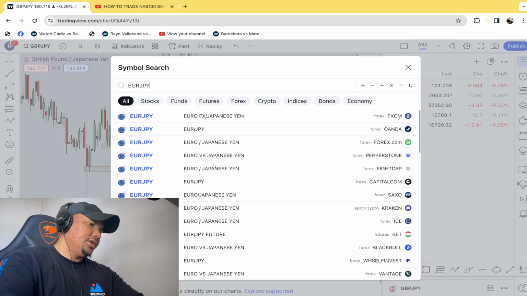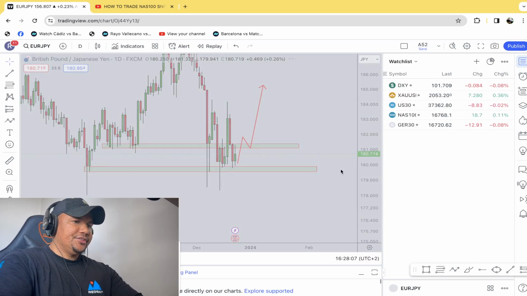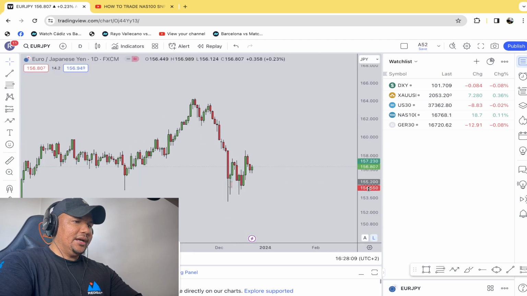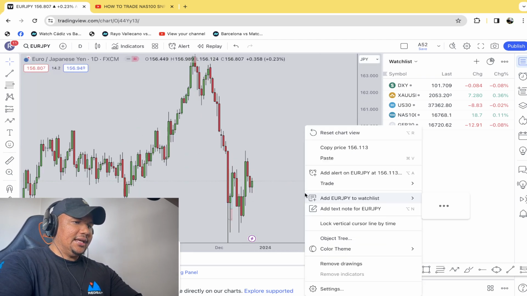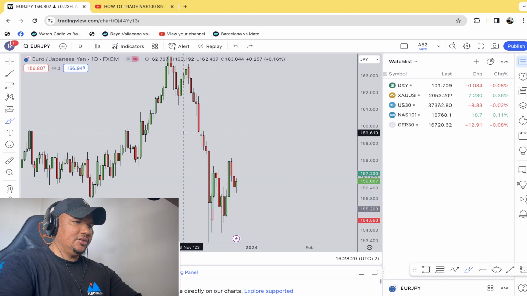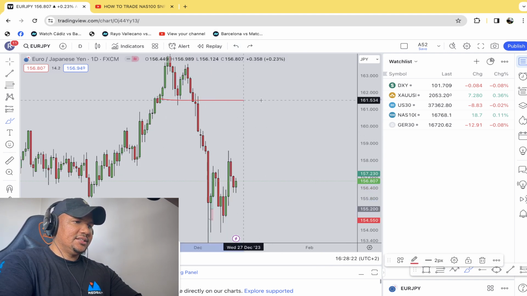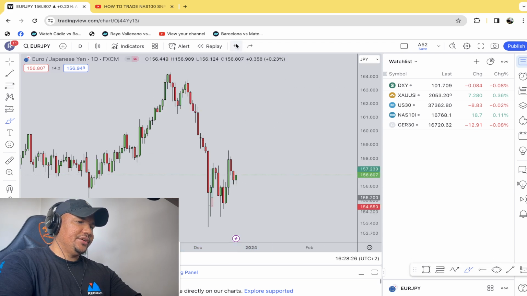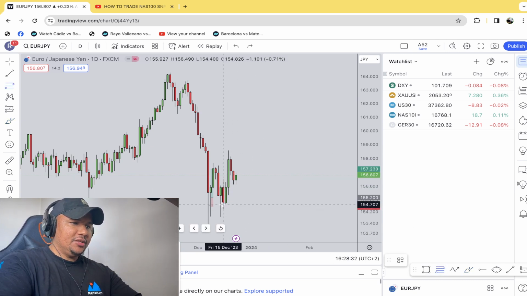EURJPY, let's see what we got over here. The situation here on EURJPY is that the market had just completed a W formation to the neckline, and a W formation is considered a bullish pattern from a technical perspective. This was the structure that the market had broken. We can clearly see that the market had started showing signs of the bulls stepping into the market. We had this impulse, so after an impulse, we got the correction.